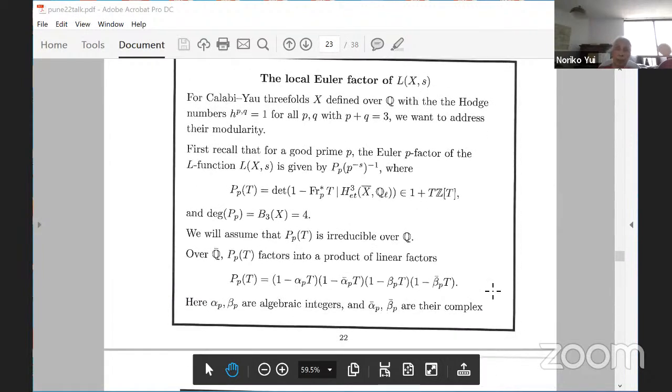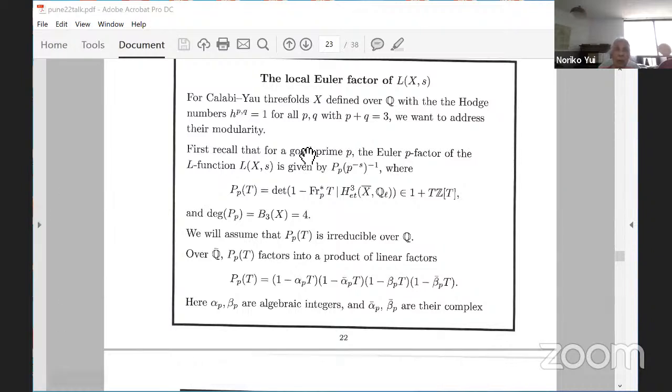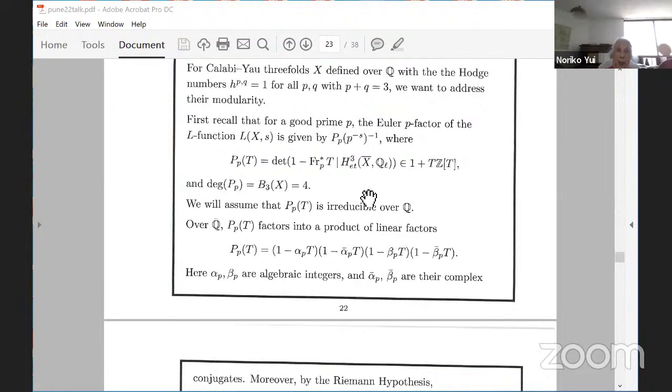What we want to compute is the L function. Okay, we have the Calabi-Yau threefold X defined over Q with Hodge numbers h^{p,q} equal 1, where p plus q equals 3. So it's b3 equal 4. So the characteristic polynomial is of degree 4 over Q. We'll assume that this polynomial is irreducible over Q. If it's reducible, already the Calabi-Yaus are coming from some product variety. So we're assuming that this is irreducible over Q. This definition over Q is very important. Later we'll go to a bit of a higher extension of Q.